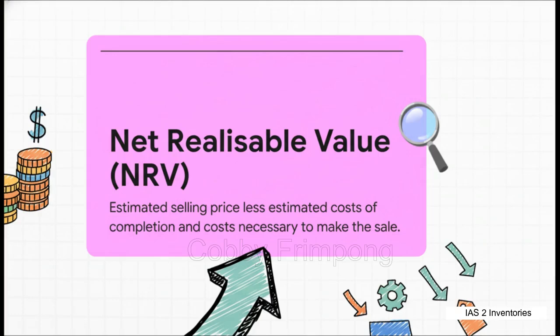NRV is all about estimates. Basically, you start with what you think you can sell an item for. Then you have to subtract any money you still need to spend to finish it. And you also subtract any cost to actually make the sale. Think about things like sales commissions. What is left over is the net cash you actually expect to get from that item.